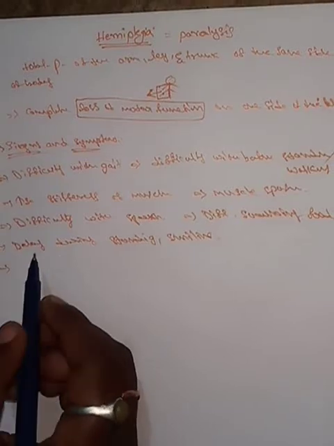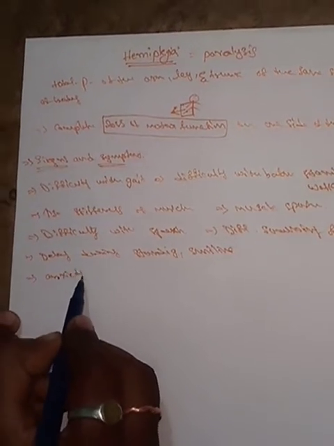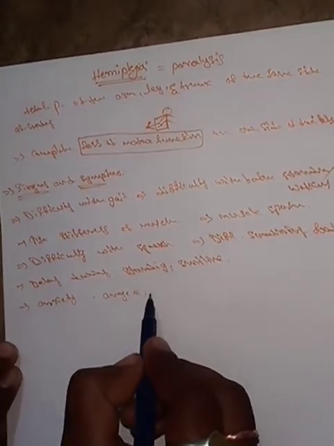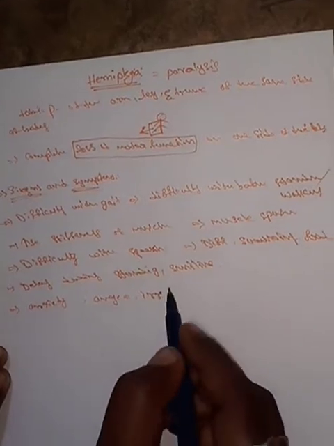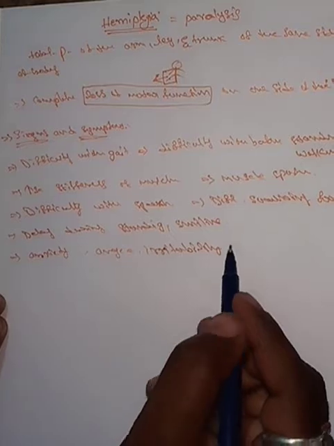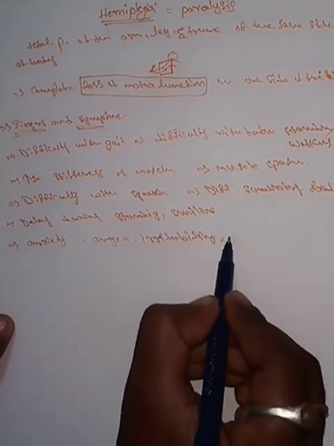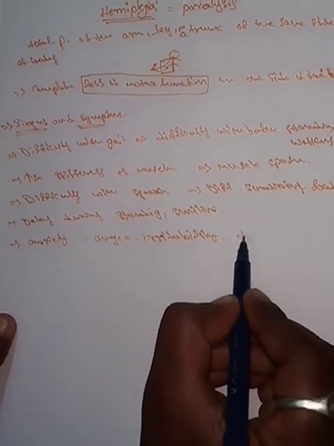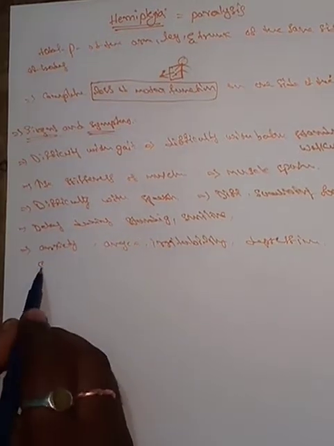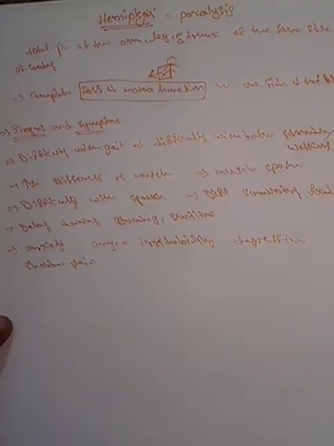Which types of problems? Anxiety, anger, irritability, and lack of concentration. The next one, emotions like depression, and shoulder pain. These are the symptoms of paralysis.